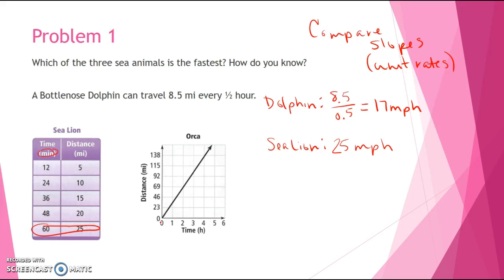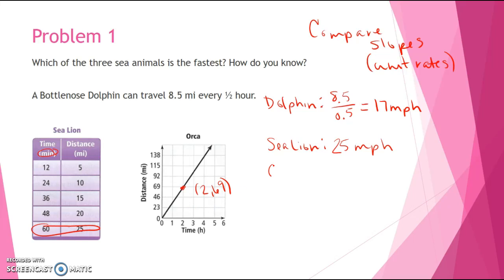Now for my orca, I need to find a point on my graph. I know that this is a proportional relationship because we are starting at 0, 0, and we've got a straight line. So now I'm just going to find a perfect point, and it's just going to bring up my menu when I click on it. So here's a perfect point at 2, 69.